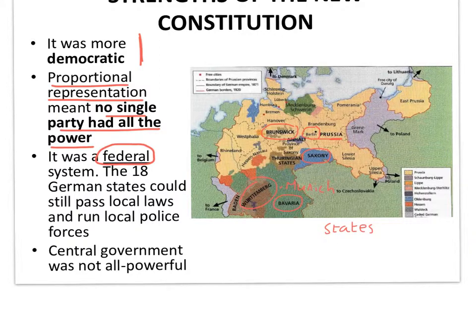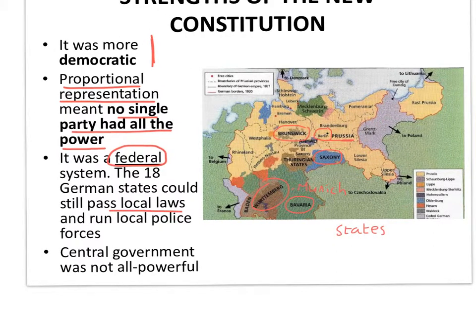Some things, for example education, were controlled by the separate states, and every state had its own state government that was elected only by the people of that state. So, for example, there was a Bavarian state government, and the Bavarian state government passed laws to do with education. Berlin, the capital of Germany, couldn't dictate how education was run. Education was decided by the 18 different states. And that's what we call a federal system. So they could pass local laws.